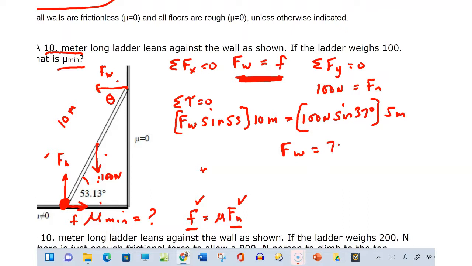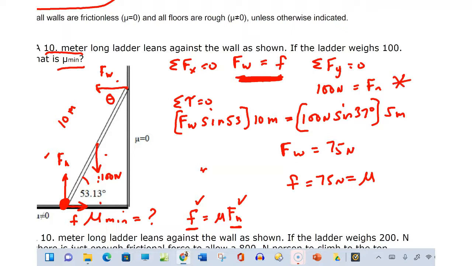FW is 75 newtons. Okay. And so let's see, do we have everything we need? We have everything we need. So the friction: FW equals friction, so the friction must equal 75 newtons because the left force is equal to the right. Mu is the unknown, and the normal we already found up here.